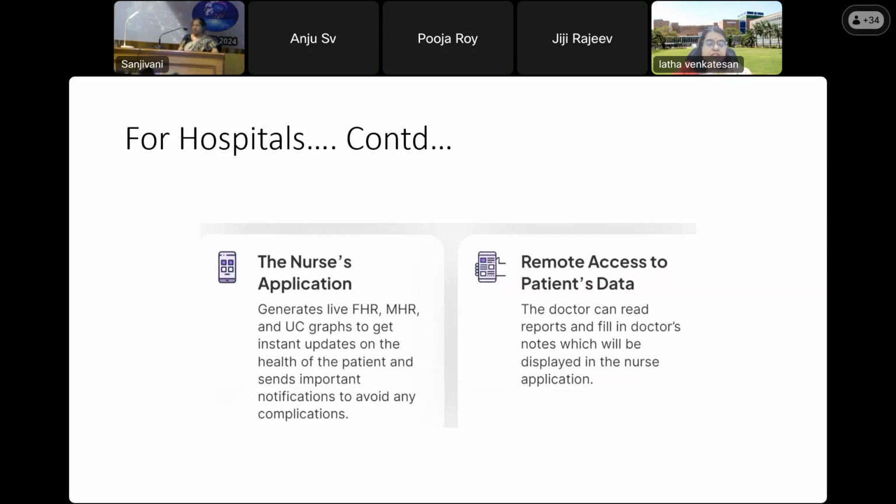So Janitri has also developed a nurses application. This generates live FHR, MHR, and uterine contraction graphs to get instant updates on the health of the patient. And it will send important notifications to avoid any complications. So this can be used as a monitoring tool and for prevention of complications. And there is remote access to patient data. The patient can be in the room and the nurses will be able to access the data at the nurses station, or if home monitoring tools are there, they will be able to monitor even after the patients are discharged.